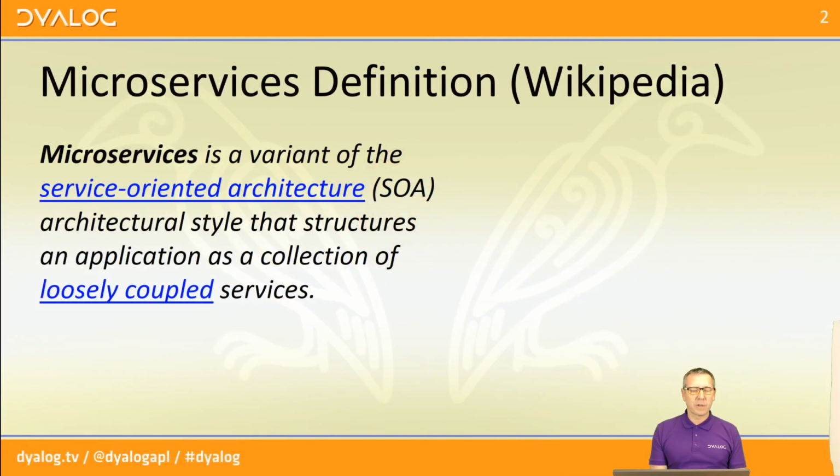The title is Microservices in Dyalog APL, and of course, as usual, we go to Wikipedia to find out what microservices are. The definition says microservices are a variant of service-oriented architecture that structures an application as a collection of loosely coupled services. So instead of having your large monolithic application running on a desktop, you turn it into a bunch of small processes running independently that offer functions up to each other to call.